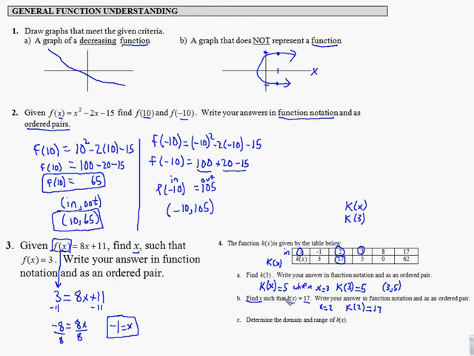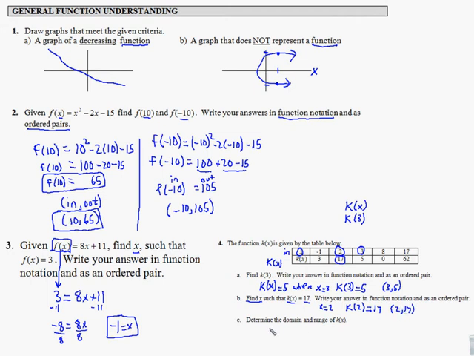So reread the directions to make sure we answered it. We found x such that k of x is 17. We wrote our answer in function notation, but we haven't written it as an ordered pair yet. But things haven't changed. As an ordered pair, the input goes first, then the output, which is 17. So there's my answer as an ordered pair.